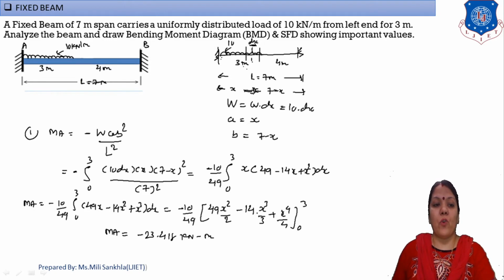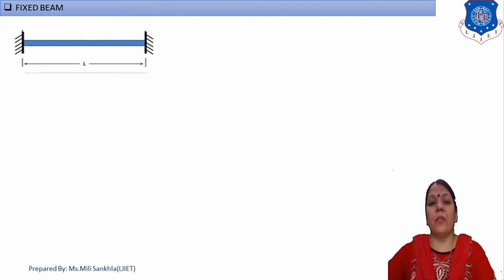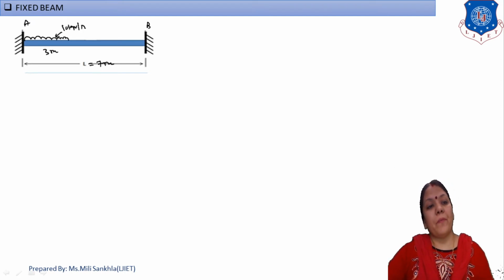Now I find out moment at B. Okay, so again apply the equation of eccentric point load. Here I mention A and B points. This is our L, and the distance is given as 7 meter. UDL is applied over a 3 meter span, and the load is equal to 10 kilonewton per meter. Now here we find out moment at B.